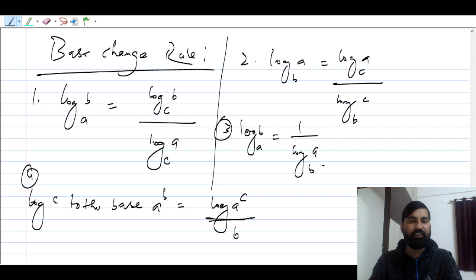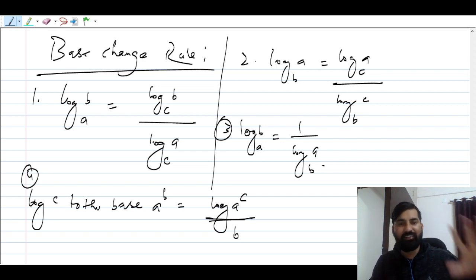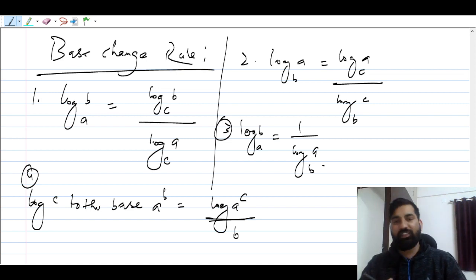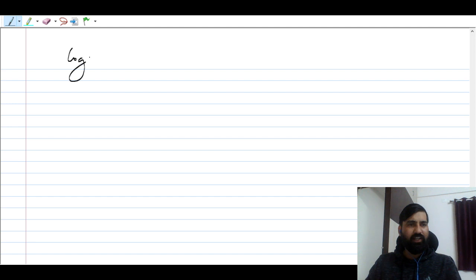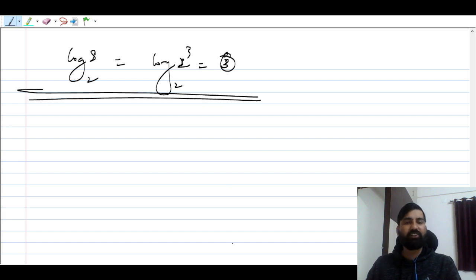See, these four properties you have to remember related to the base change rule. Rest is easy. And you should always remember that, like base 2, and you have to find log 8 base 2, then what will be its answer? You can write this as 2 to the power 3 base 2, which is nothing but 3. This will be useful in technical subjects if you know this property, okay.